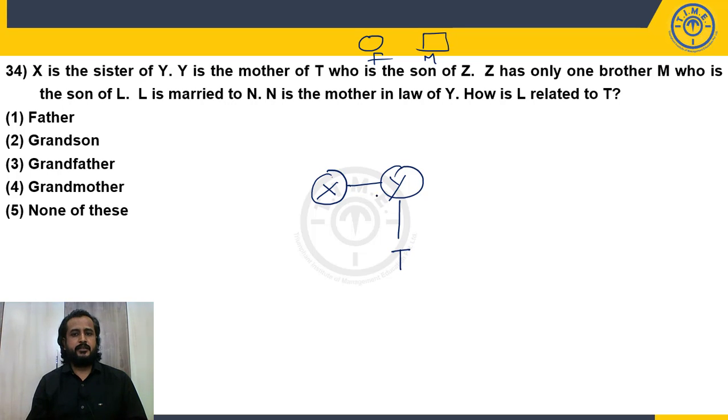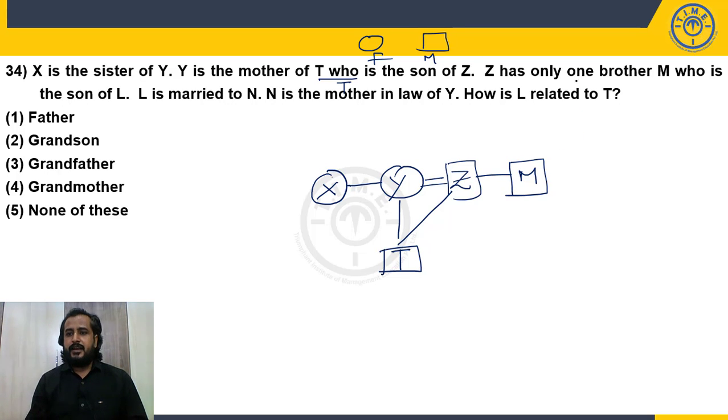Y is the mother of T. We don't know the gender of T. But T is the son of Z. So T is also the son of Y. So Y and Z are couple. Y is female, Z is male. Z has only one brother M. So M is also brother. Z has only one brother M, which doesn't mean that Z does not have any sisters. Z may have sisters, but there should be only one brother who is M.